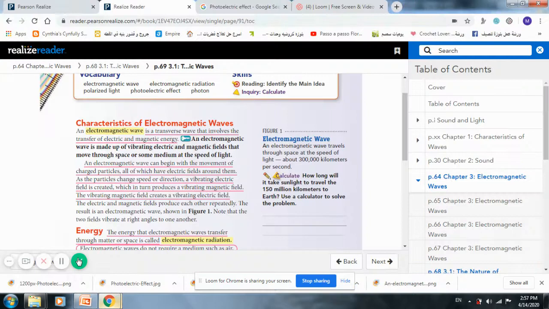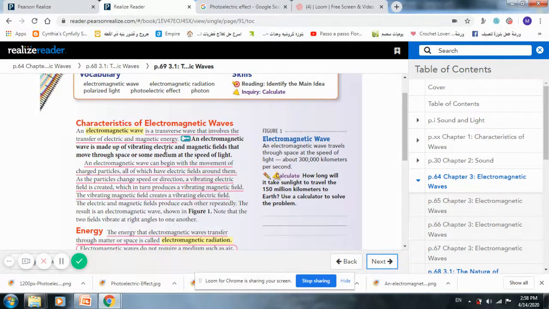طيب, let's see, your textbook is talking about the characteristics of electromagnetic waves as a transverse wave that involves the transfer of electric and magnetic energy, and electric and magnetic energies come from the electric field and magnetic field. That's it. طيب. Now let's forget about the key sentence here, because we have something important here.